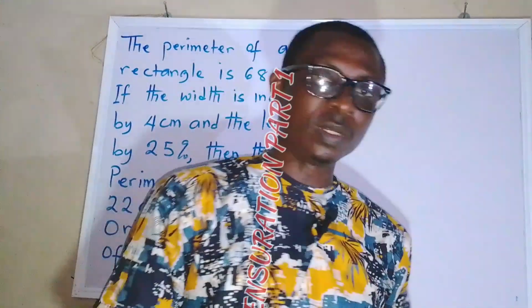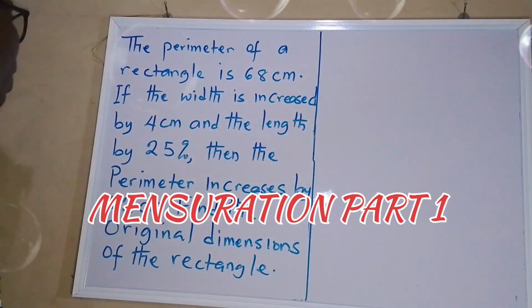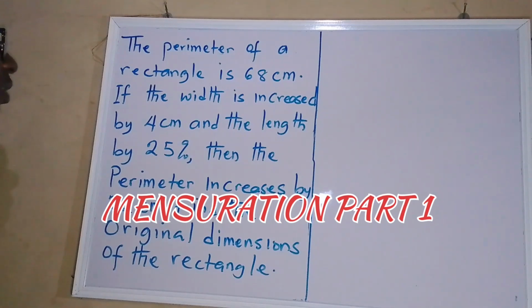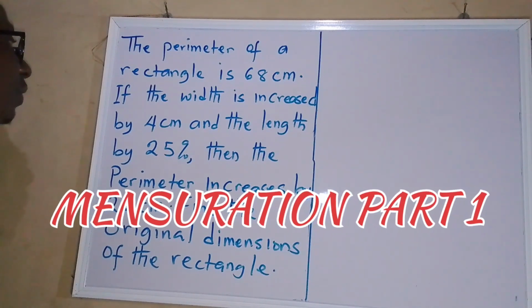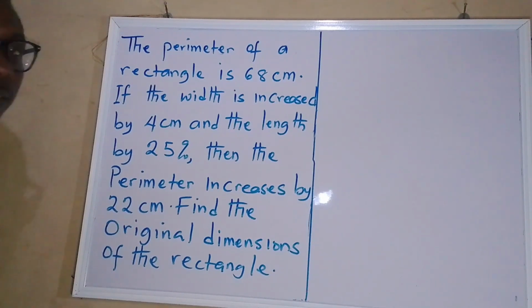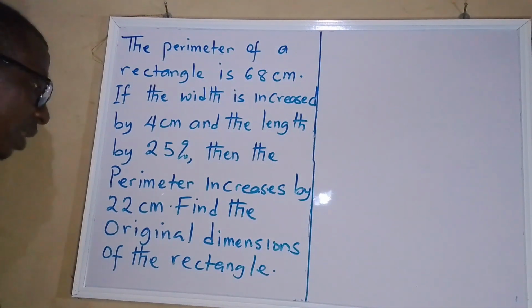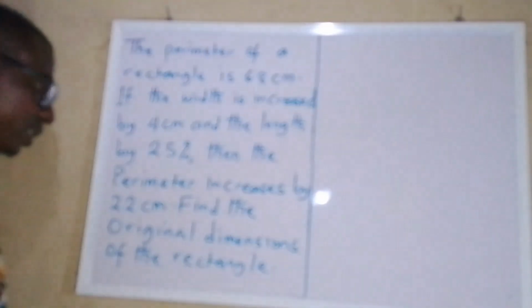Now let's look at this problem. The perimeter of a rectangle is 68 centimeters. If the width is increased by 4 centimeters and the length by 25%, then the perimeter increases by 22 centimeters. Find the original dimensions of the rectangle.